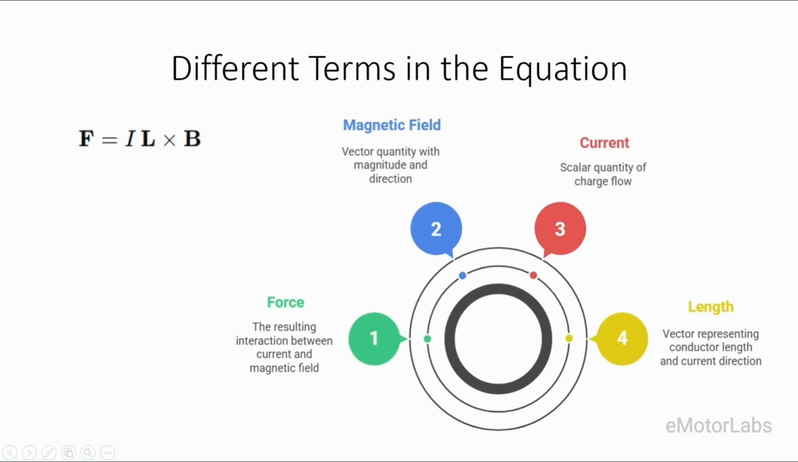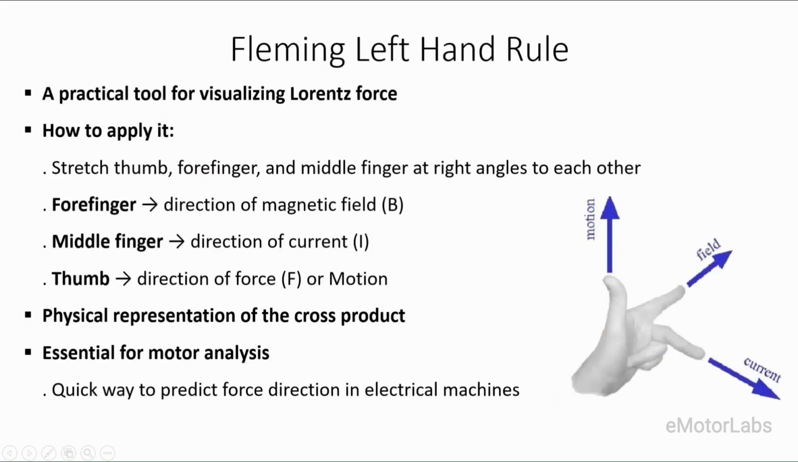To easily find the direction of force on a current carrying conductor in the magnetic field, we use the Fleming left-hand rule. Here is how it works. Stretch your thumb, forefinger, and middle finger so that they are all at right angles to each other. The forefinger points in the direction of the magnetic field. The middle finger points in the direction of current I, and your thumb then shows the direction of force acting on the conductor. This simple hand trick helps us visualize what the cross product means, that the force, current, and magnetic field are all mutually perpendicular.